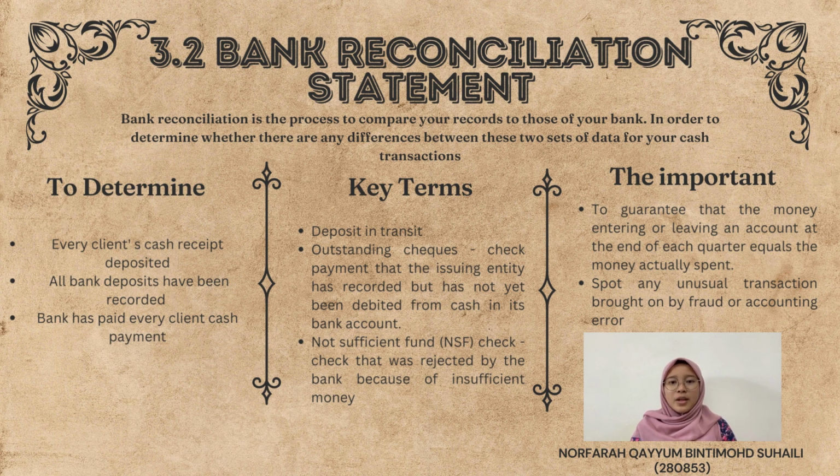There are three key terms: deposit in transit, outstanding check, which is a check payment that the issuing entity has recorded but has not yet been debited from the cash in the bank account, and lastly, not sufficient funds, where a check was rejected by the bank because of insufficient money. The importance of bank reconciliation is to guarantee that the money entering or leaving an account at the end of each quarter equals the money actually spent, and to spot any unusual transactions brought on by fraud or accounting error.